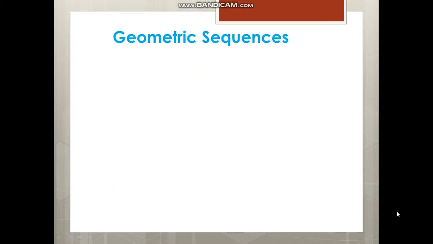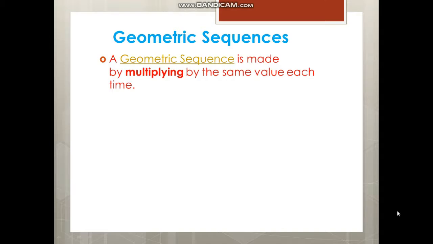Another type of sequence is the geometric sequence. A geometric sequence is made by multiplying by the same value each time. Like here you can see, in the arithmetic sequence we were adding the same value, while in the geometric sequence we are going to multiply by the same value each time. For example, 1, 3, 9, 27, 81, 243. Can you guess which number is multiplied here again and again? I hope so. Let's check.